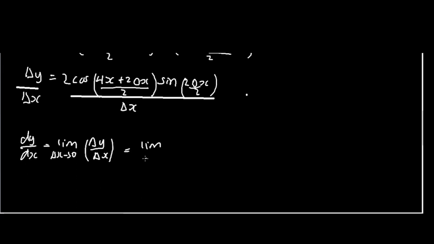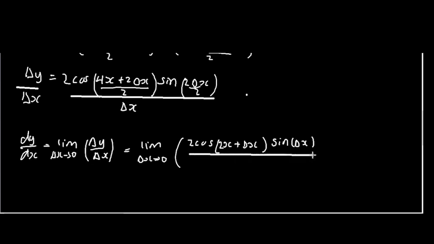So on taking the limit, we shall get the limit as change in x approaches 0 of 2 cos. Now remember, this is 4x and then this is 2x. So this can be reduced to 2x plus change in x. So we shall have cos of 2x plus change in x, right, like that. And then sine change in x, and then we have the whole of this expression being divided through by the change in x.